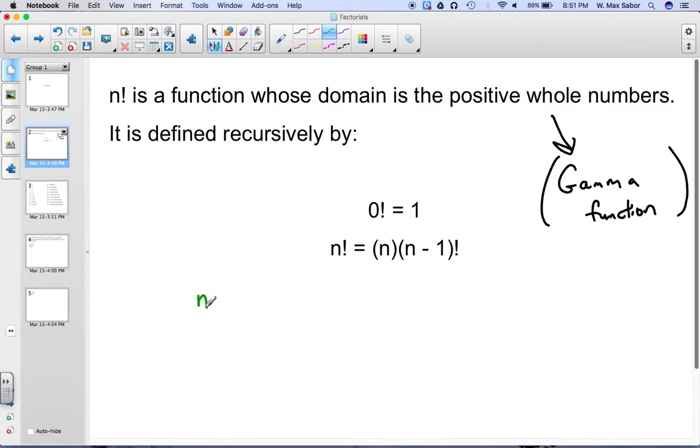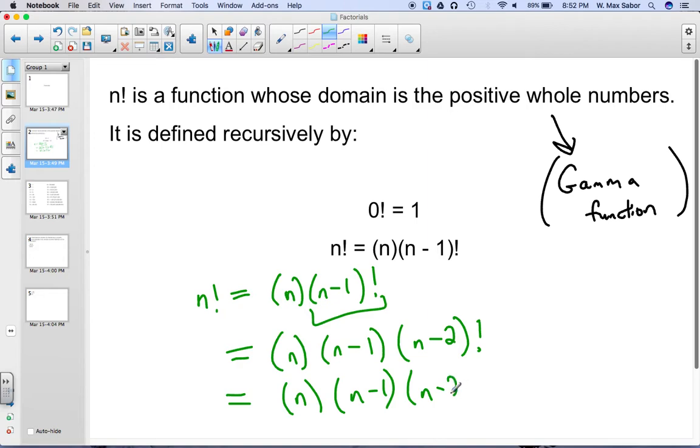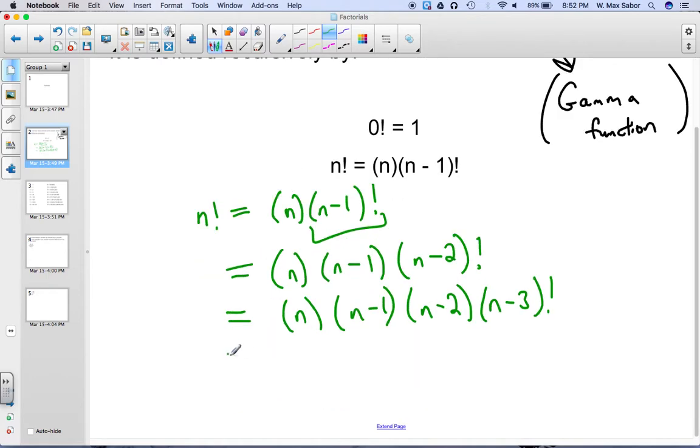So n factorial is the same thing as n times n minus 1 factorial, and this is defined recursively as, well, it's going to be n minus 1 times the number 1 less than it factorial, and then it's going to be, etc., n times n minus 1 times n minus 2 times n minus 3 factorial, etc. And this continues until you get all the way down to 3 times 2 times 1, and then 0 factorial is 1, so then this is what it is, multiplying n by all of the positive whole numbers less than it.